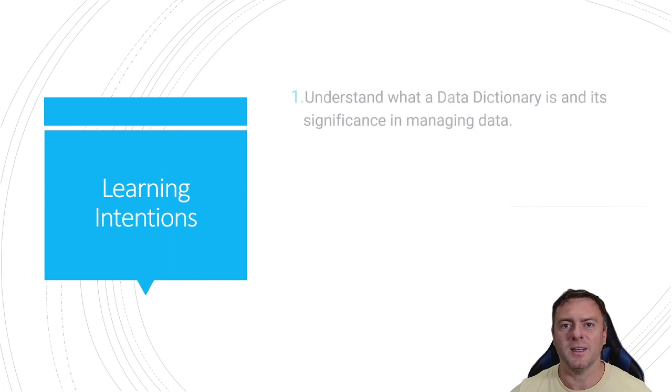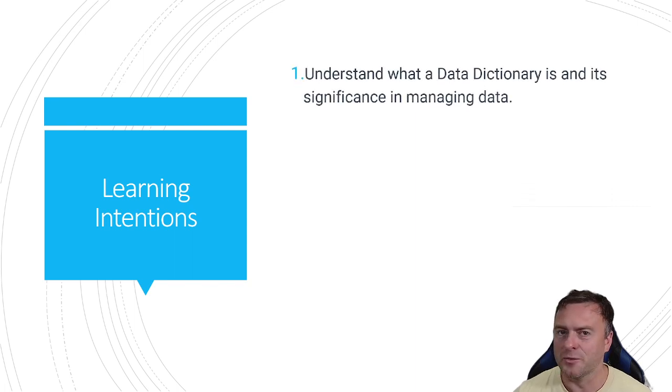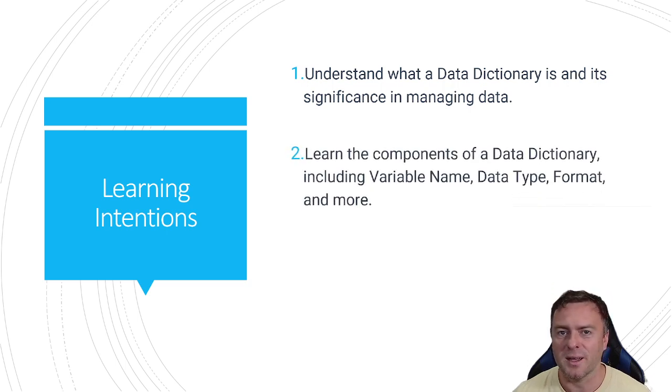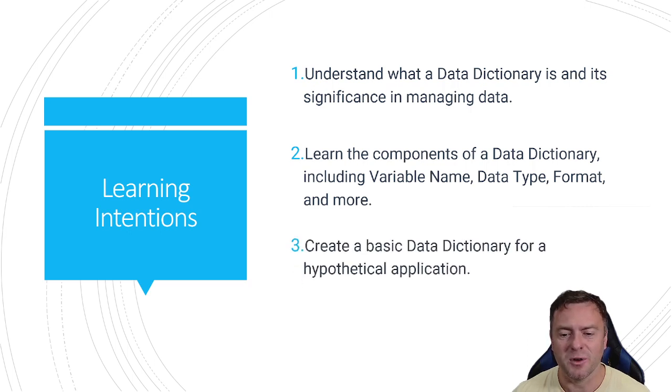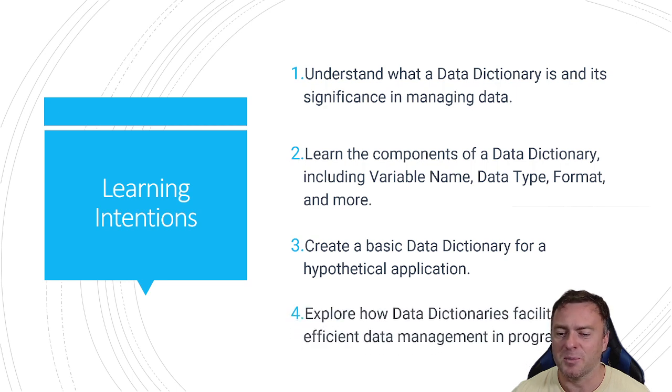So the learning intentions for today: we're going to understand what a data dictionary is and its significance in managing data. We're then going to learn the components of a data dictionary, including the variable name, data type, format, and much more. We're then going to create a basic data dictionary for a hypothetical application, and then explore how data dictionaries facilitate excellent data management when we're dealing with programming.